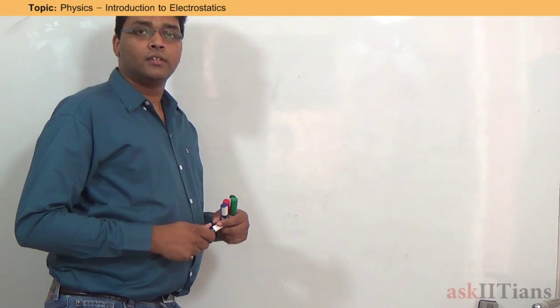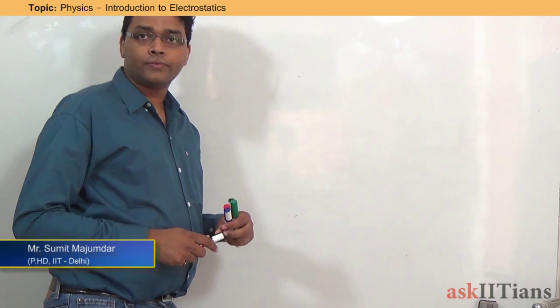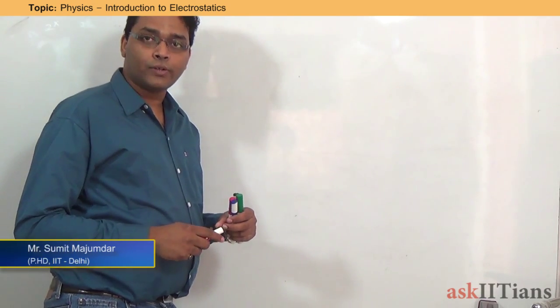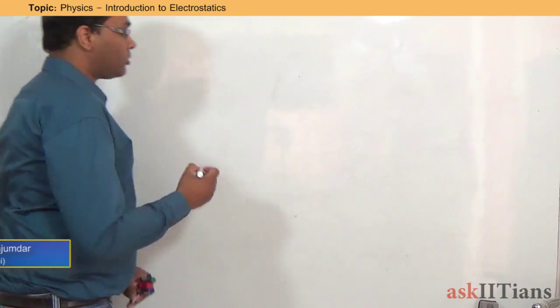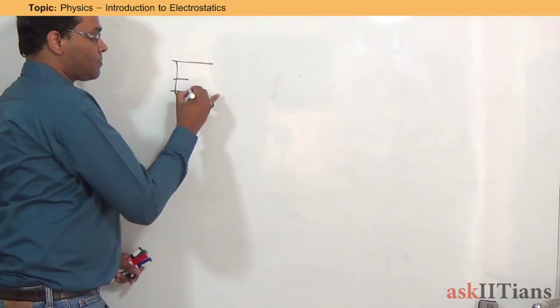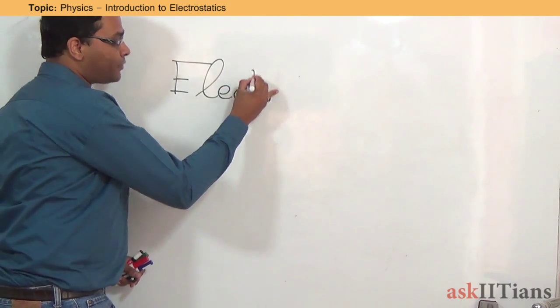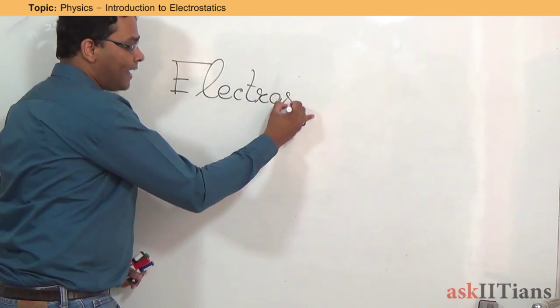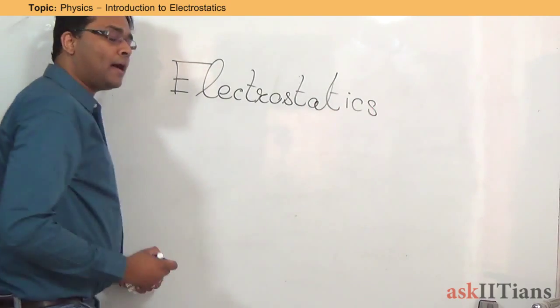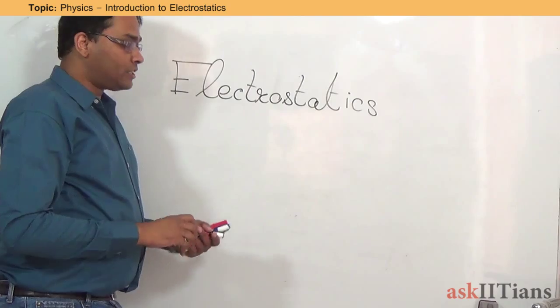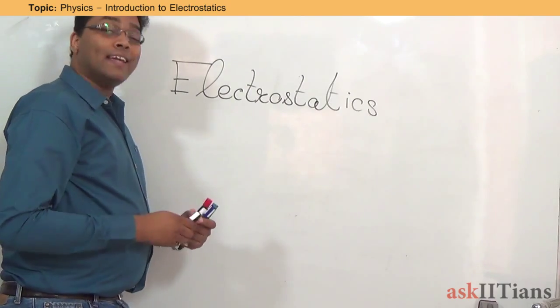Hello students, today we'll be starting off with the first chapter of class 12, that is electrostatics. Electrostatics, as the name itself suggests, we'll be discussing the properties which are related to electrons.